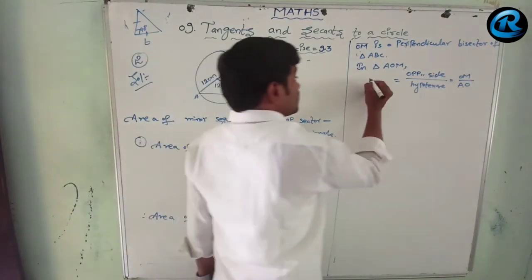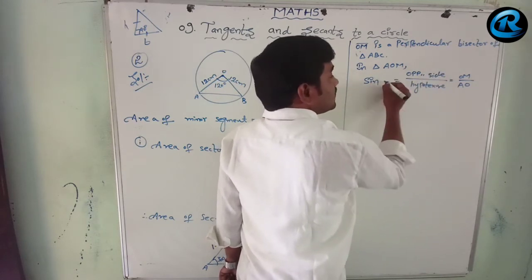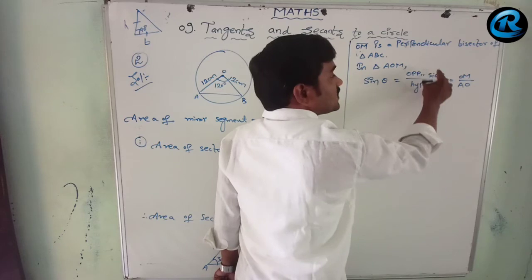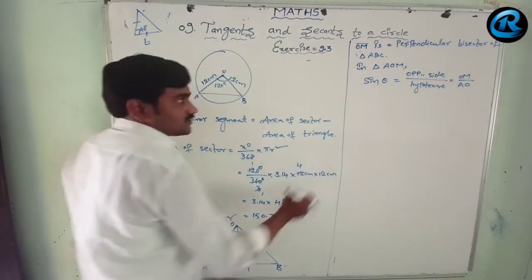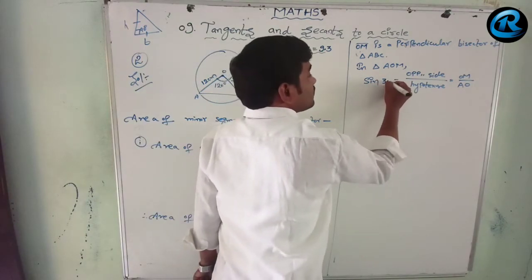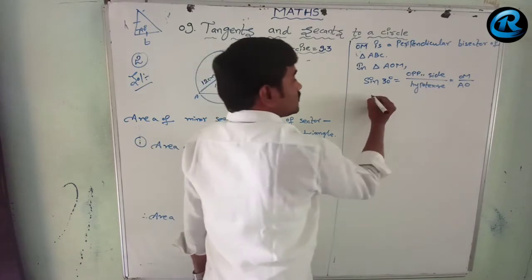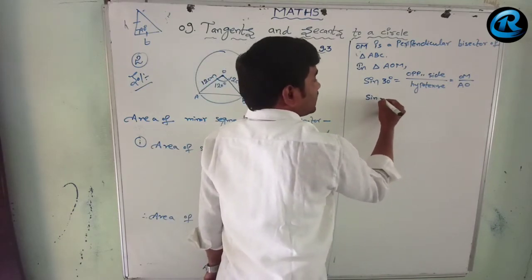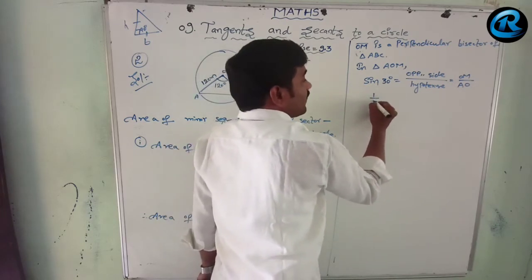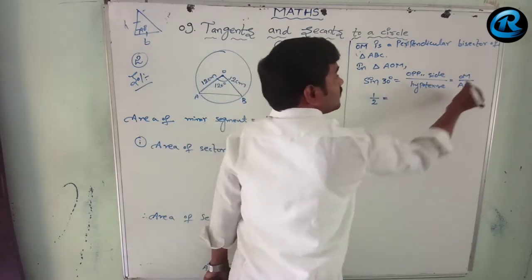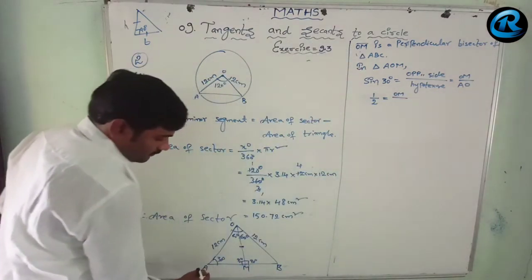In the trigonometric ratios, the formula is that sin theta will always give us the opposite side by hypotenuse. Theta here is 30 degrees. So sin 30 degrees is equal to opposite side by hypotenuse. Sin 30 degrees is equal to 1 by 2, which equals OM by OA.